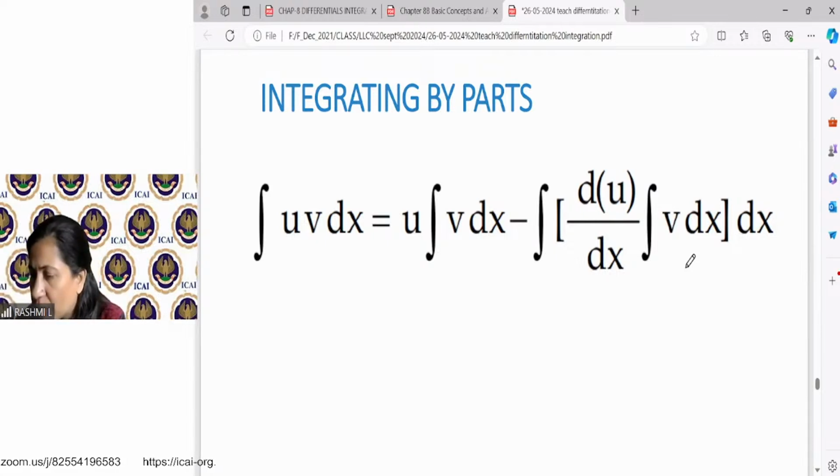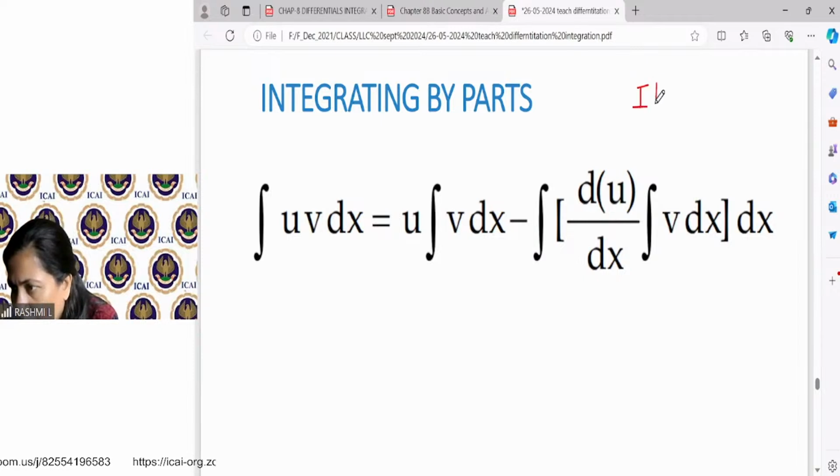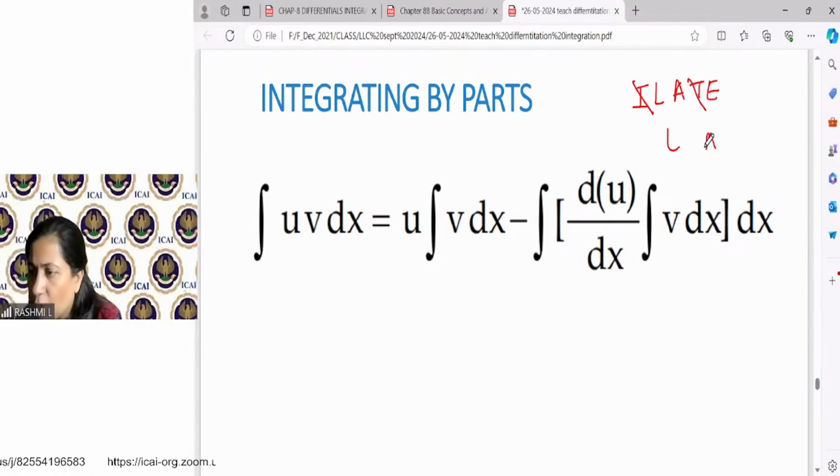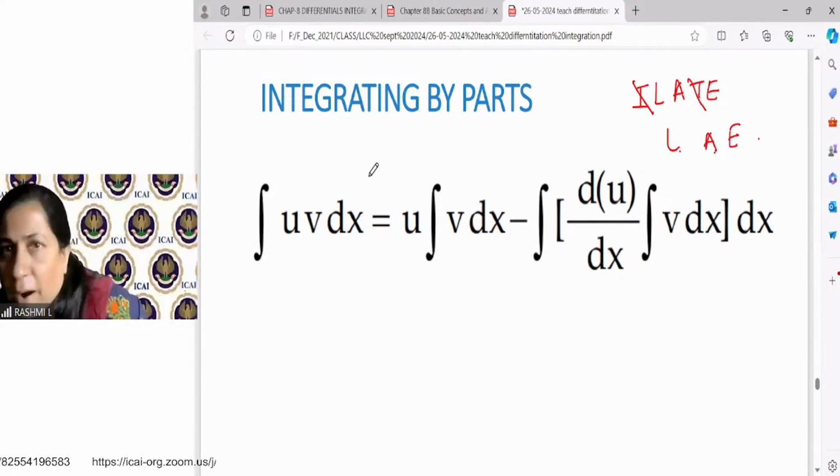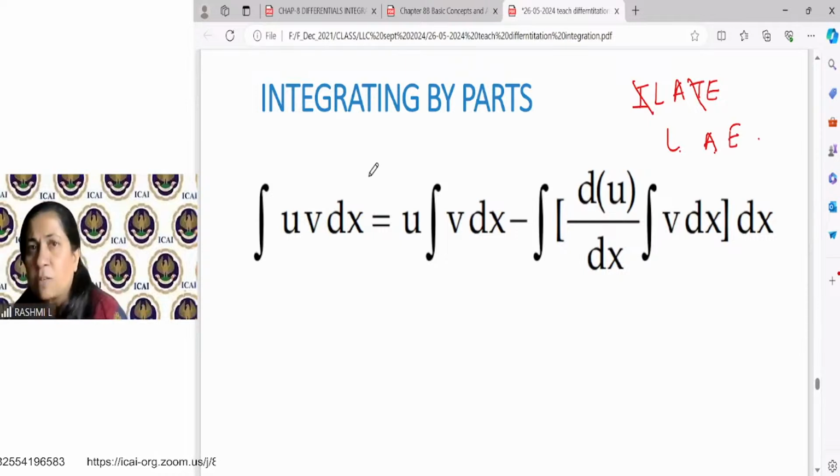Now you have to remember this rule, not formula, of which we don't have the I and you don't have the T. So L, A, E: Logarithmic, algebraic, exponential. Now what does integration by parts mean?